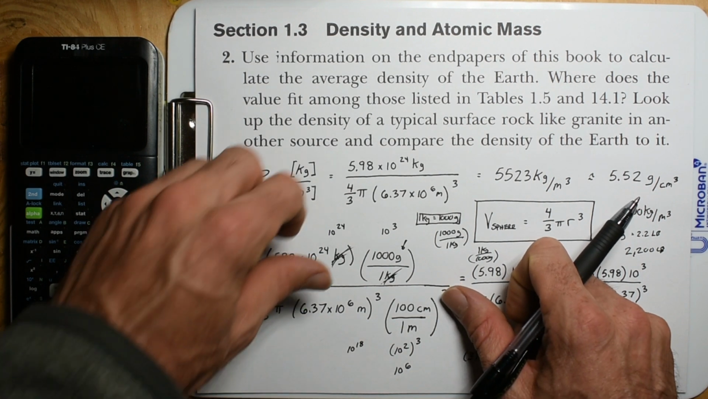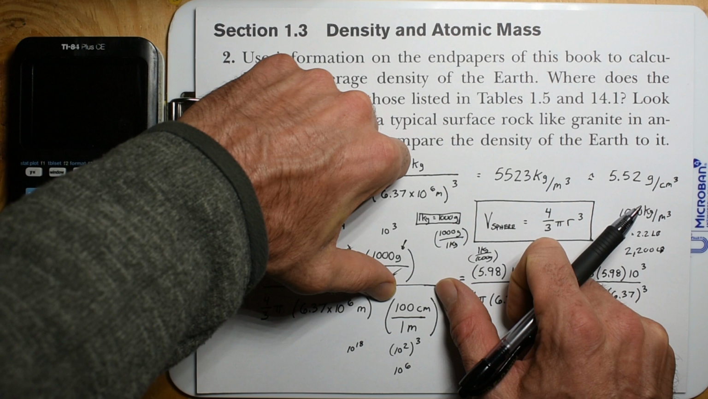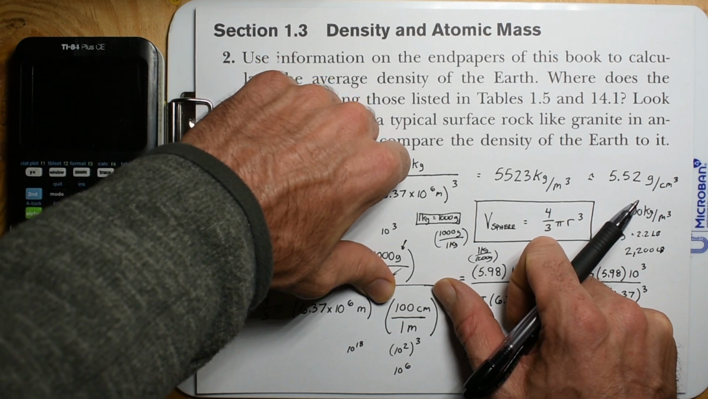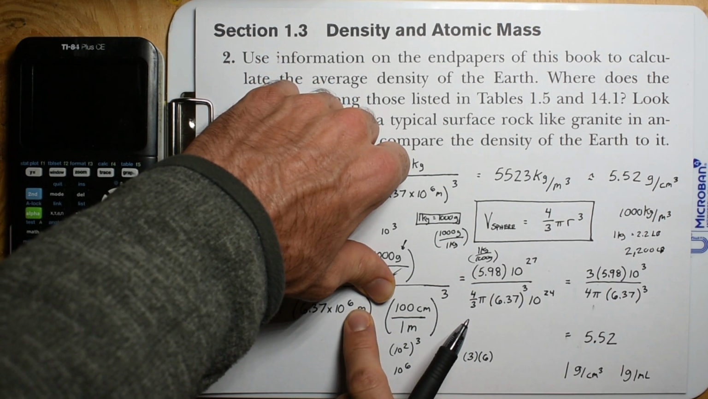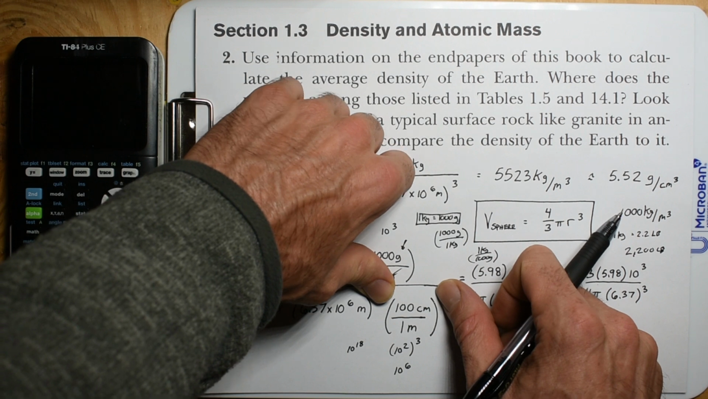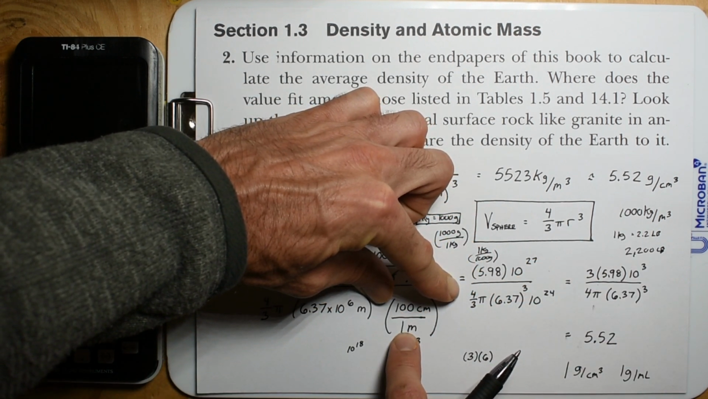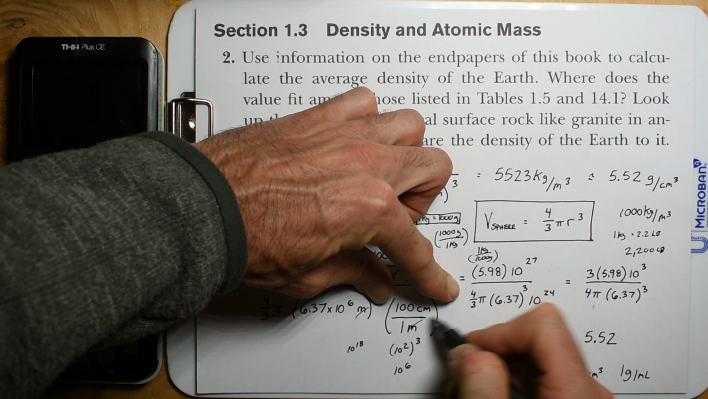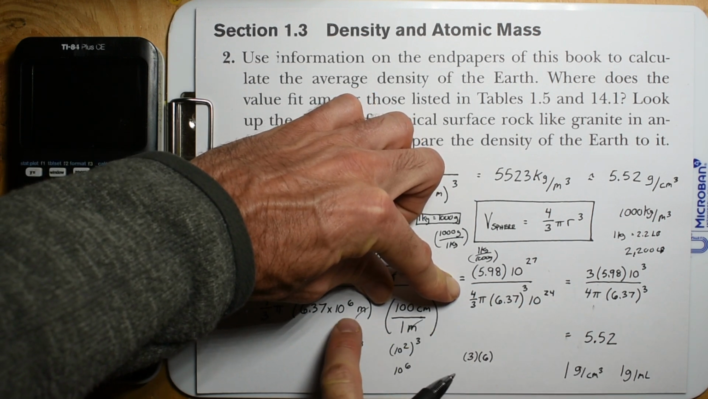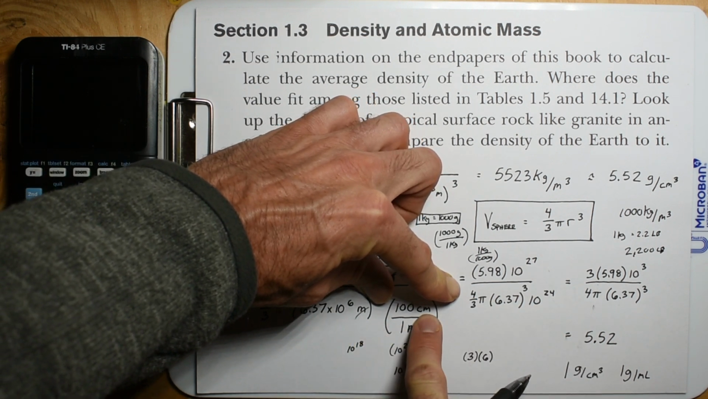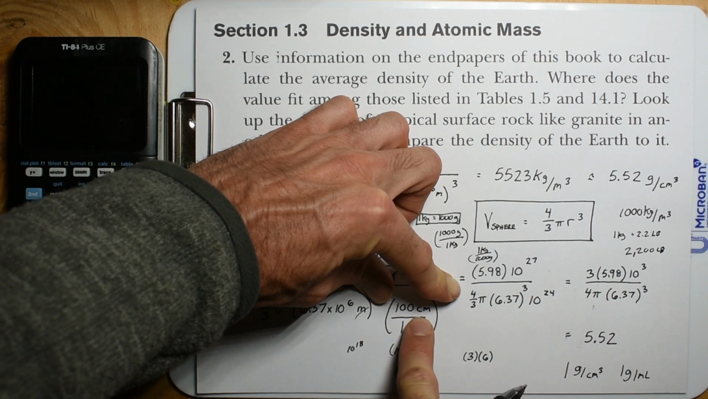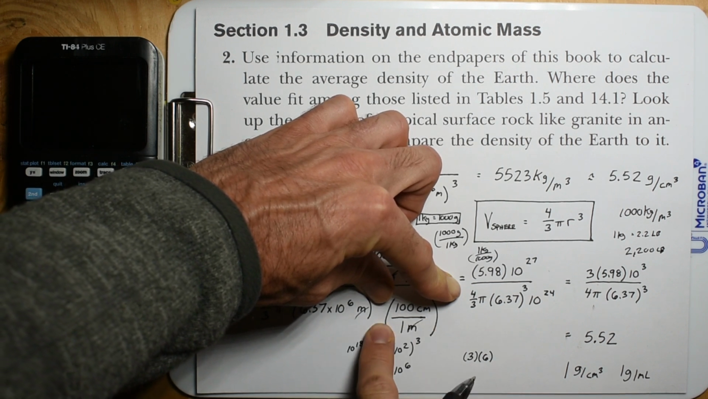So the first thing I do is, let's not worry about the cubes right now. How would I convert meters to centimeters? Well, I would say that 100 centimeters is 1 meter. I would put the meters downstairs. Meters can cancel. If I just had meters and converted to centimeters, I would just multiply this by 100. And that's how many centimeters I would have.